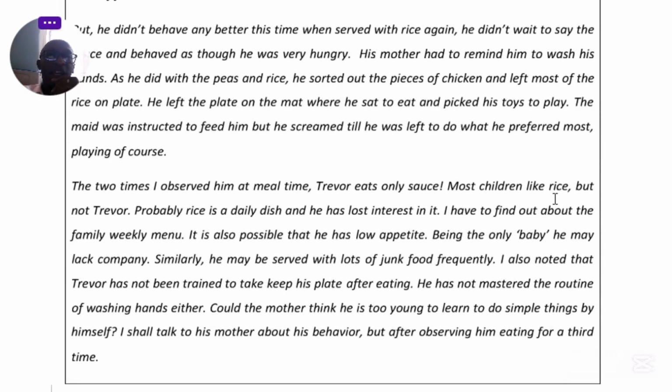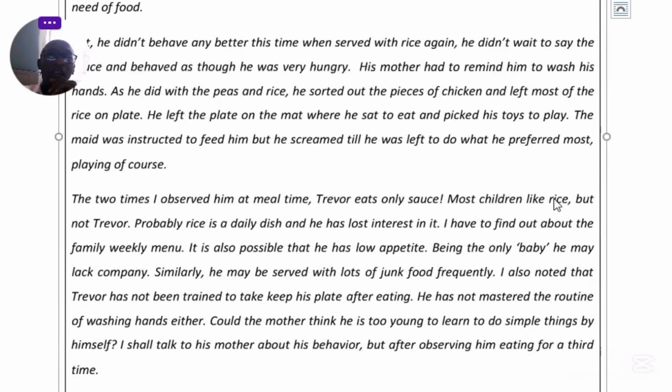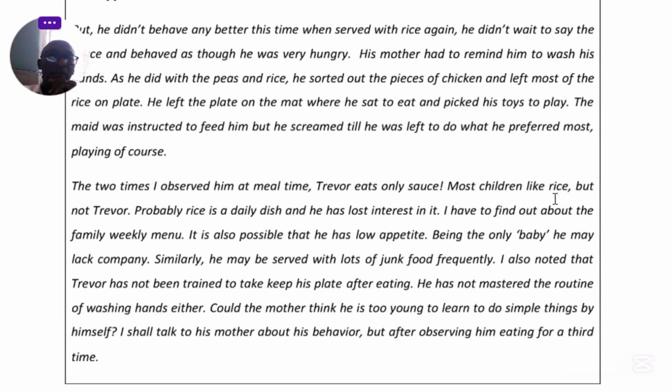Let's have a look at this reflective journal. I want to just pick a section out of this statement. It says, the 2 times I observed him at mealtime, Trevor, I'm not bringing this Trevor at the institute, eats only sauce. Most children like rice, but not Trevor. Probably rice is a daily dish, and he has lost interest in it. Are you not seeing? He's making the meaning.